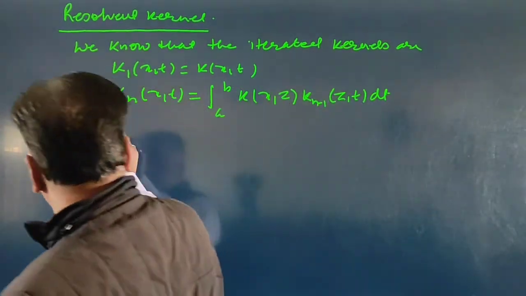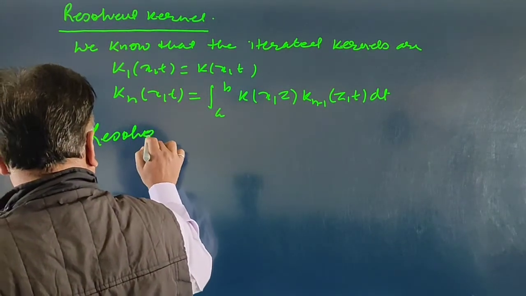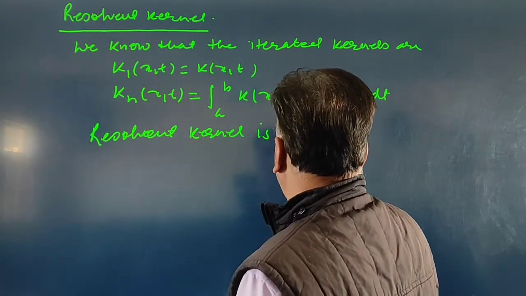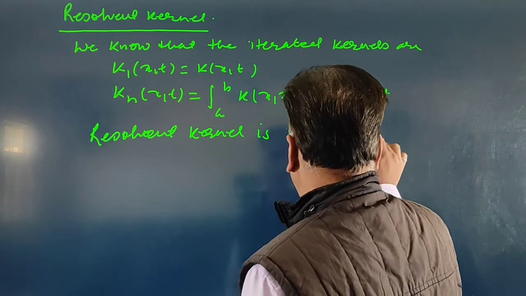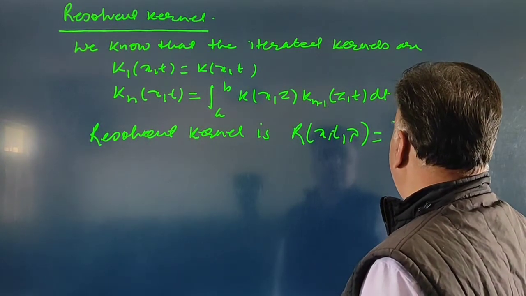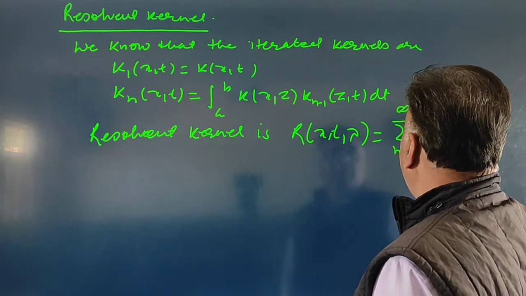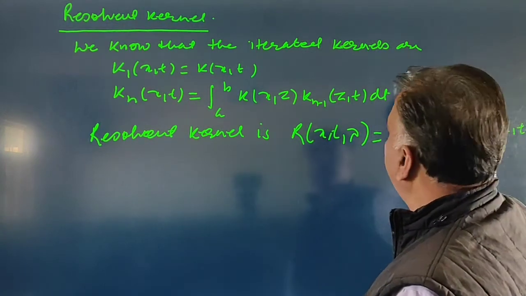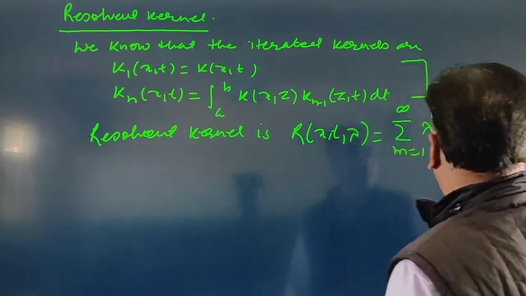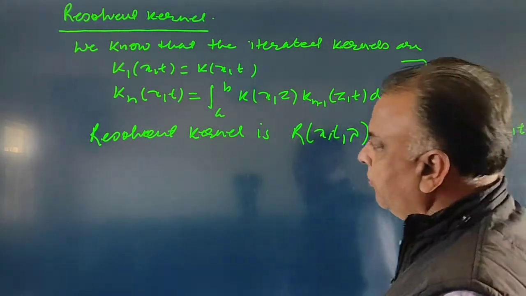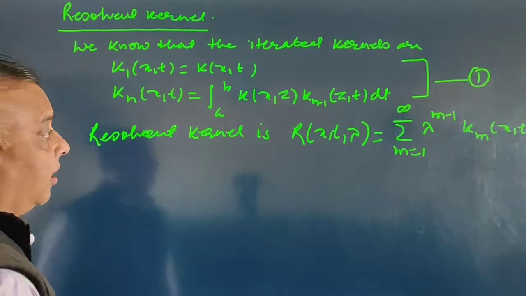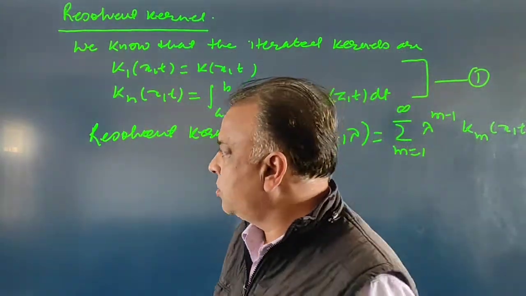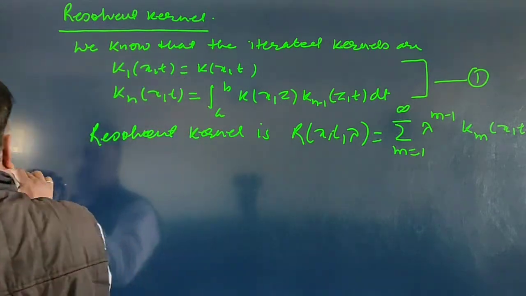So the resolvent kernel is R(x,t;lambda), and this R(x,t;lambda) is the summation from m equals 1 to infinity of lambda raised to m minus 1 into Km(x,t). So with the help of these iterated kernels, we will find the resolvent kernel. For problems of this type, we will solve a given problem.